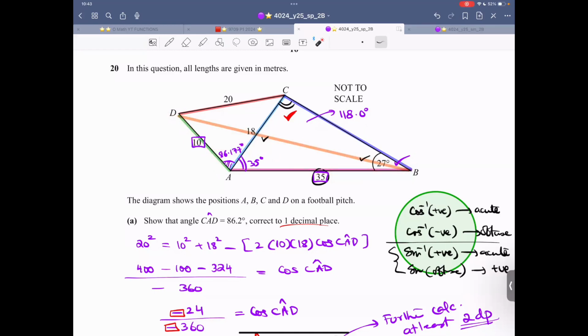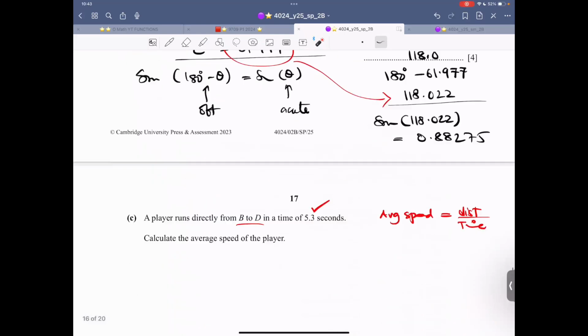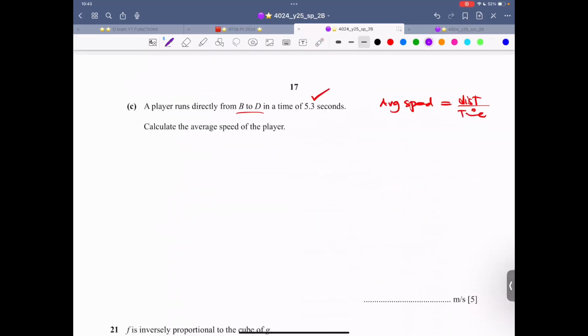So 86.177 plus 35 is 121.177. So this angle is 121.177. Let me find cosine of this angle, because this will come out to be negative. Cosine of 121.177 equals negative 0.5177. We will use this value. So just calculate it from before.